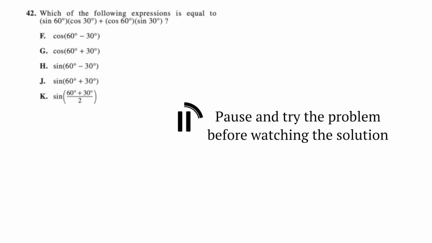42 says, which of the following expressions is equal to sine of 60 degrees times cosine of 30 degrees plus cosine of 60 degrees times sine of 30 degrees? So I think this question is intended to be asking you if you know about your trig identities. One of these matches with this expression up here, and that's an actual trig identity. If you know that, maybe you learned it in a pre-calc class, then this question is pretty quick, but you have to have that identity memorized.